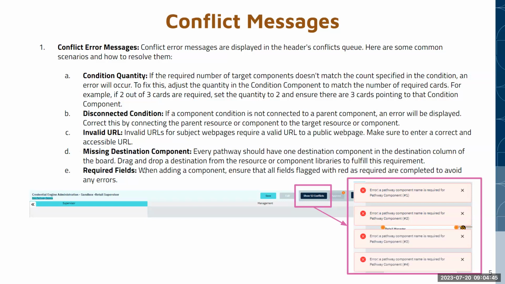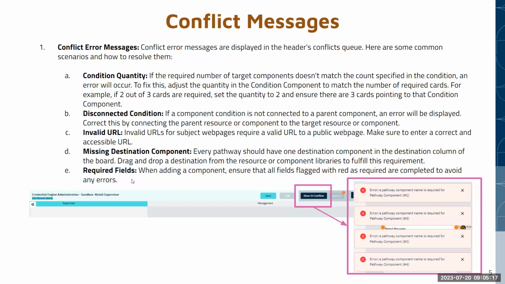Missing a destination component. Every pathway must have a destination component, and that destination component gets placed under the destination component column, and that is corrected simply by dragging the appropriate card over to the destination and then making sure connections are made to it. If you drag a card over to your destination and you do not connect the cards to the left of it to the destination, well, then you would get an error.